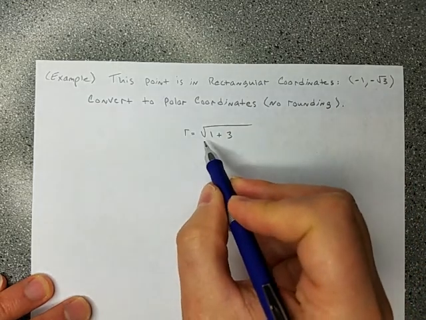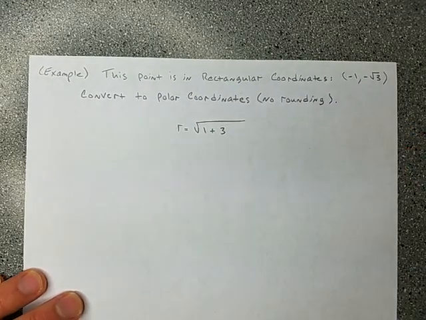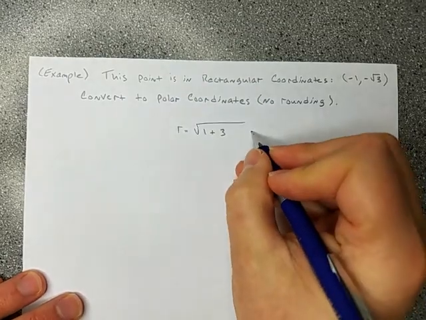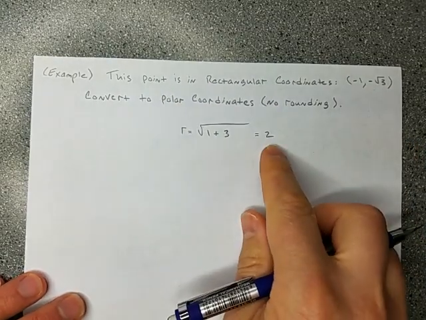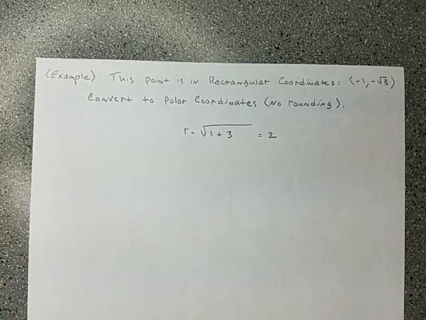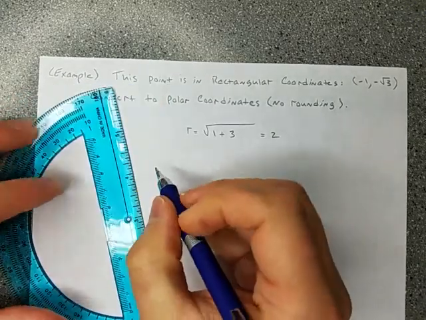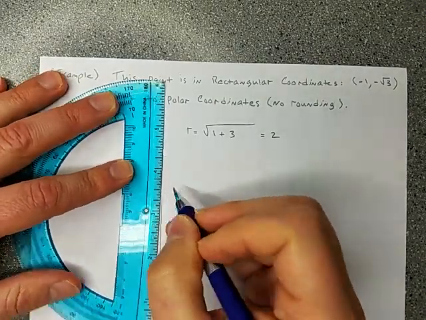R is equal to the square root of x squared plus y squared. That's what our formula says. So that's just going to be 2, because that's the square root of 4. So my radial coordinate is 2. What's the angular coordinate? Well, let's again see where this point is and go about it with the reference angle.